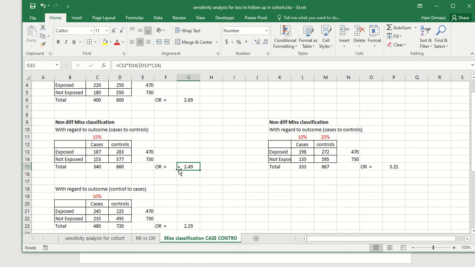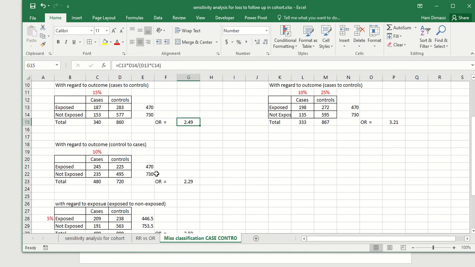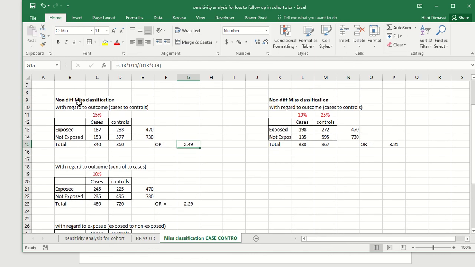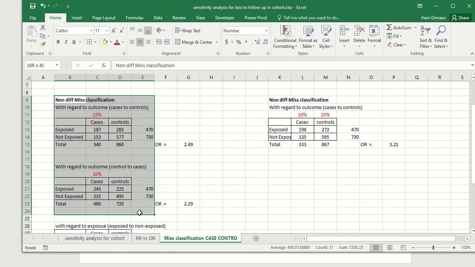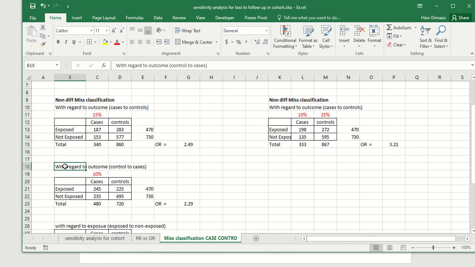We continue with the example. This time I'm going to do another non-differential one. All of them under this category here are non-differential. But this time I'm still making a non-differential misclassification with regard to the outcome, like above. However, from controls to cases. So I'm wrongly taking controls and putting them in the cases. Meaning I'm over-diagnosing people although they're not cases. So I'm going to remove 10% of the original number.